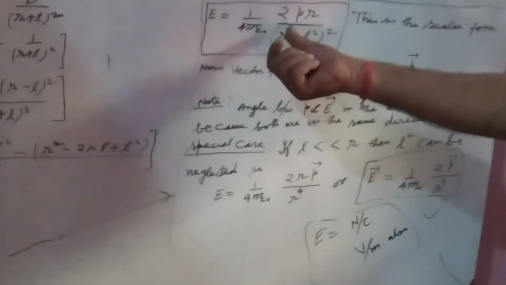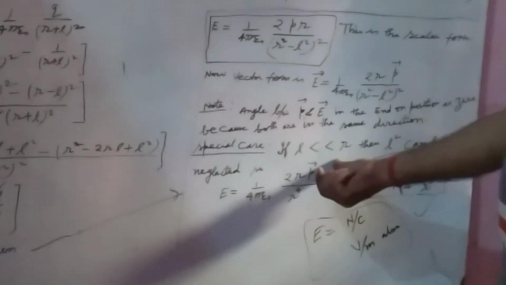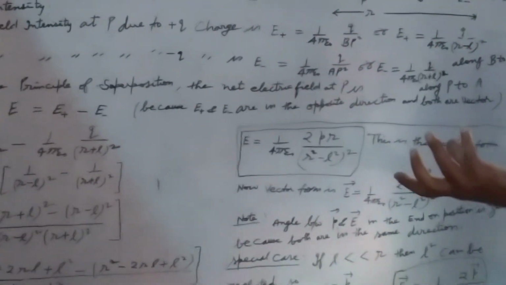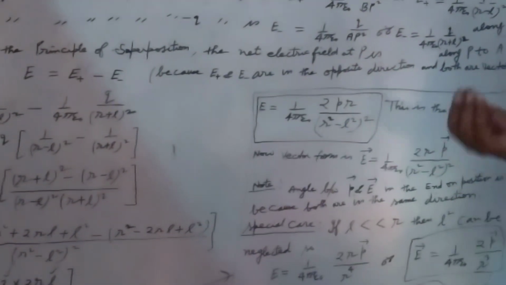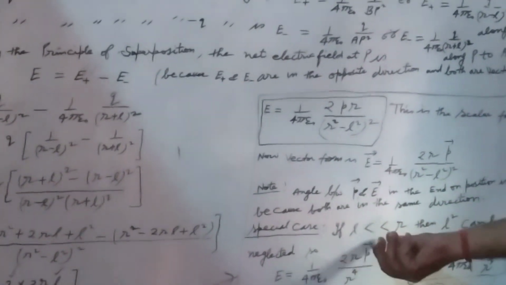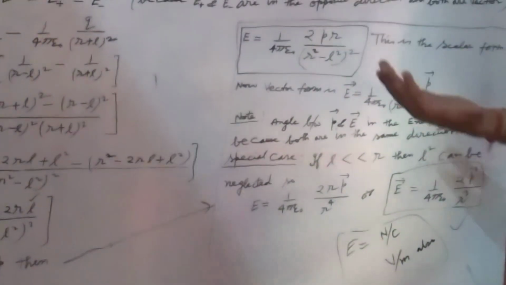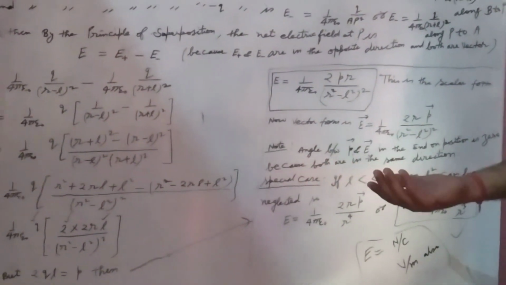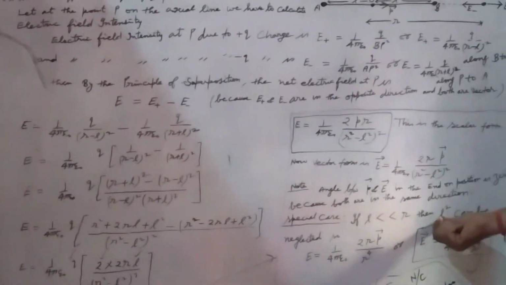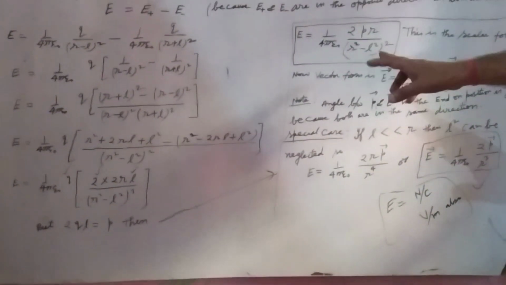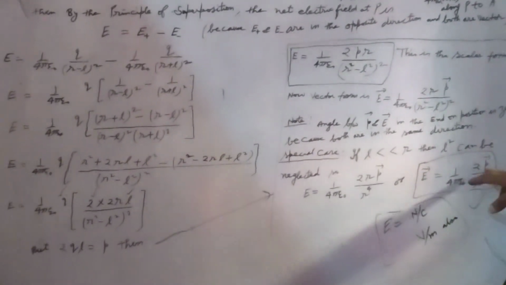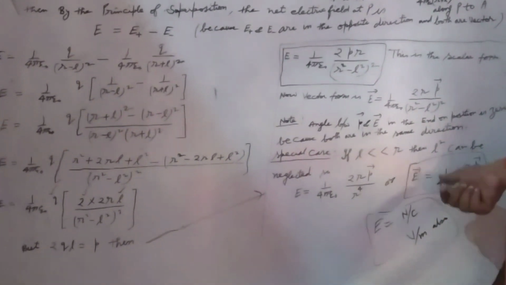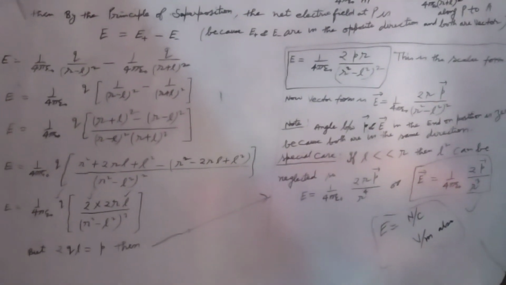In a special case, if the value of L is very small compared to R, because the dipole length is considered in angstroms, so it is negligible. Then its higher powers, likewise L square, L cube, etc., are much smaller and can be neglected. So by neglecting L square, we get R to the power 4, and one R is cancelled. So the formula goes as E equals 1 upon 4 pi epsilon naught 2P by R cube.